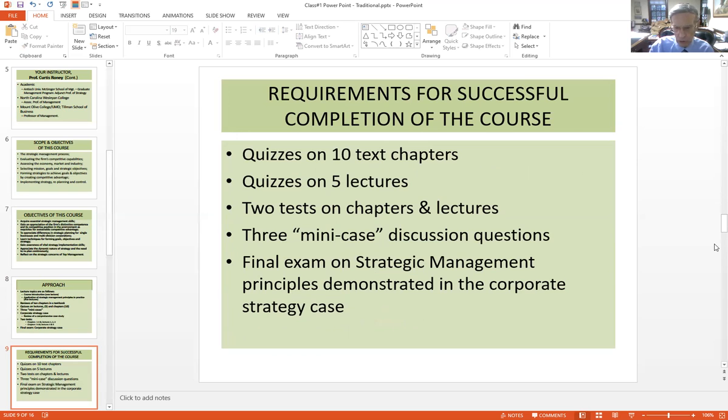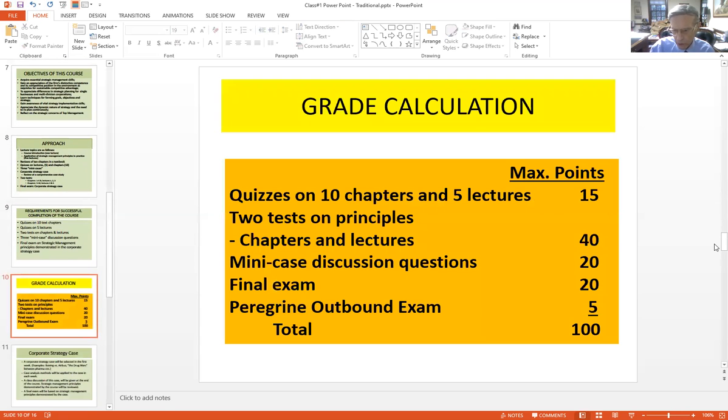Okay, so what do you have to do to complete this course successfully? You have to pass quizzes on 10 chapters and 5 lectures. Take 2 tests on that material. Answer discussion questions about 3 sets of mini cases, and take the final exam. Here's how your grade will be calculated.